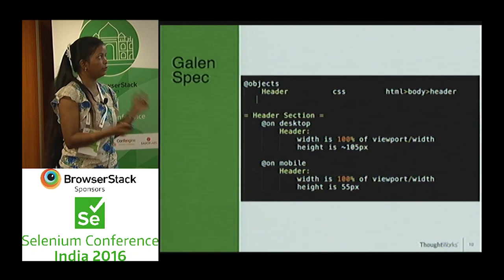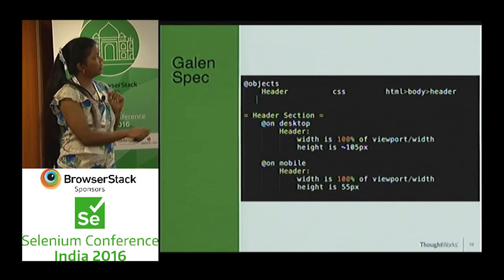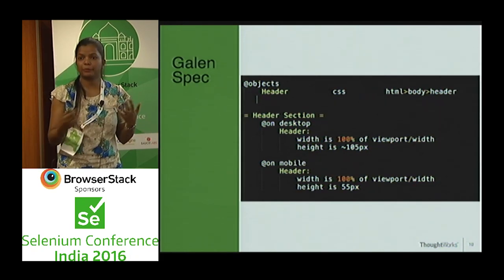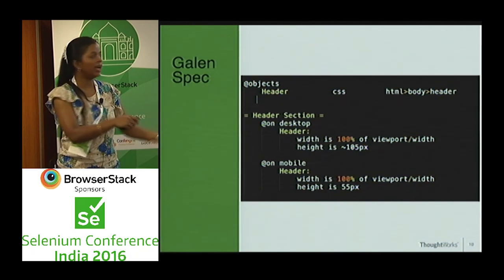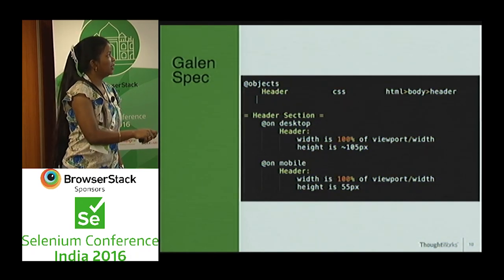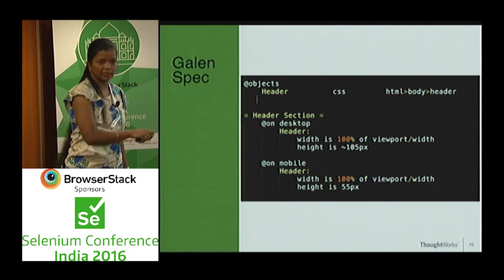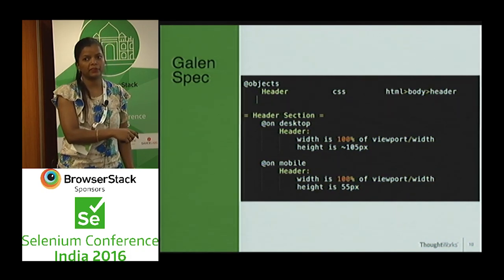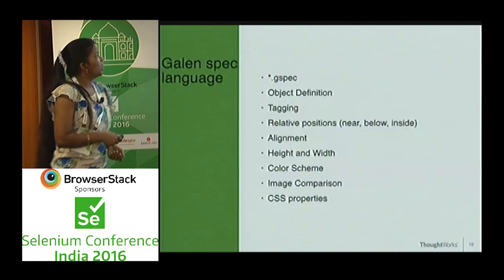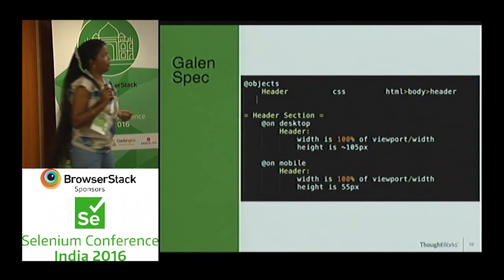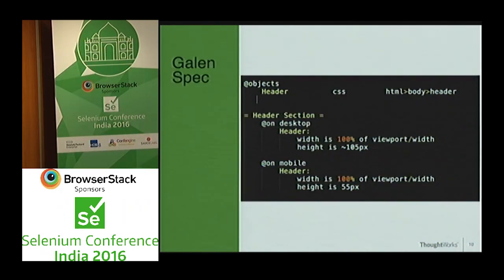So this is how you write a Galen spec file. Here I just showed you for the header. You could write more objects, saying logo or my button or carousel image, etc. And then you say, okay, on desktop, this particular object should have this particular layout. Any questions? So what we can do right now is, I'll quickly show you a demo with the same vodka website.